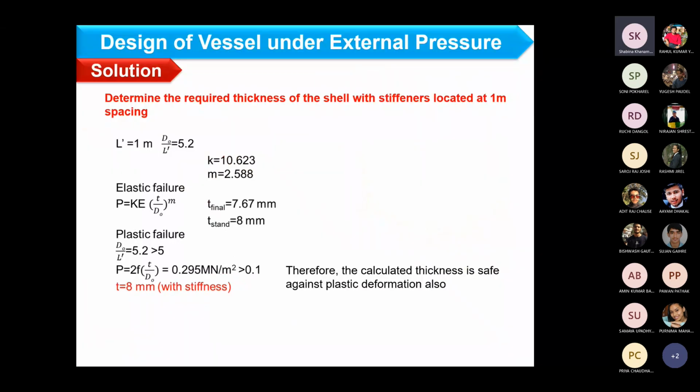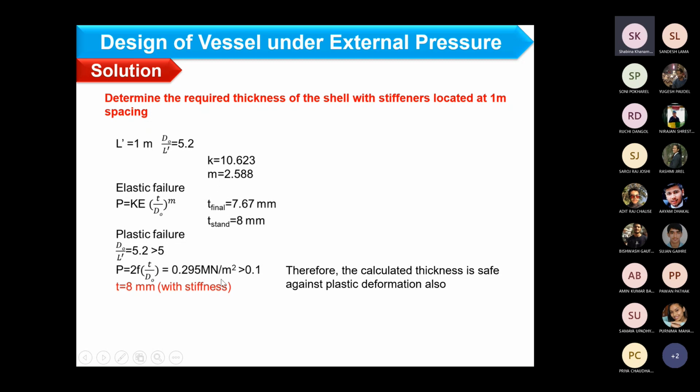Okay, now coming back to this, so considering this P as 0.1 mega Newton per meter square, and considering all other values, we can find T final as 7.67 and standard is 8. Okay, so again the same procedure for plastic failure, we will consider this thickness, because here Do by L prime is 5.2, which is more than 5, so we will use this expression for plastic failure, right? And putting all values over here with this t, not this t, right? This t will be put over here.